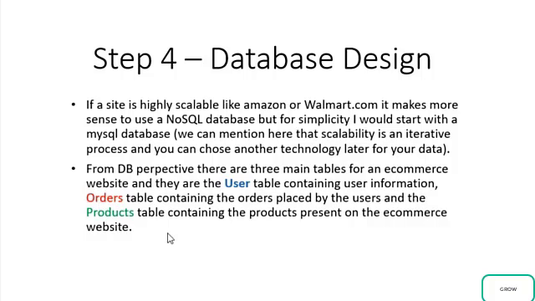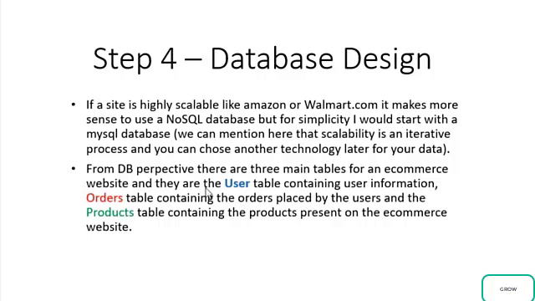There are three main tables as far as this e-commerce website is concerned. First is the user table that contains user information. Then there is an orders table that can contain information for the orders users have placed on the website. And a products table containing information about products.